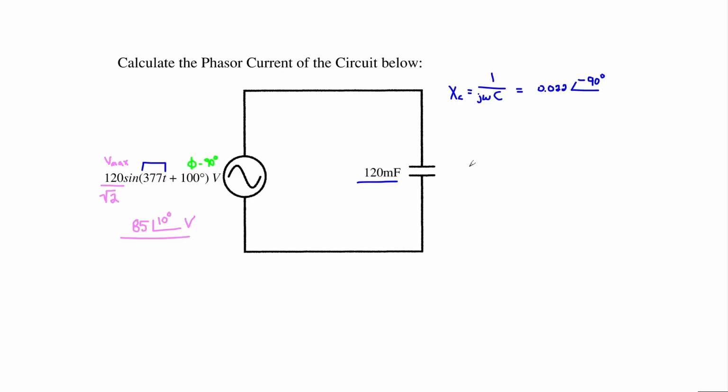Finally, in order to solve for our phasor current, we will simply be utilizing Ohm's law of I equals V over R. Plugging in our voltage of 85 at an angle of 10 degrees divided by our equivalent resistance or phasor impedance of 0.022 at an angle of negative 90 degrees, we are able to conclude that our phasor current I is equal to a magnitude of 3,845 amps at an angle of 10 less negative 90, which is equal to 100 degrees amperes.